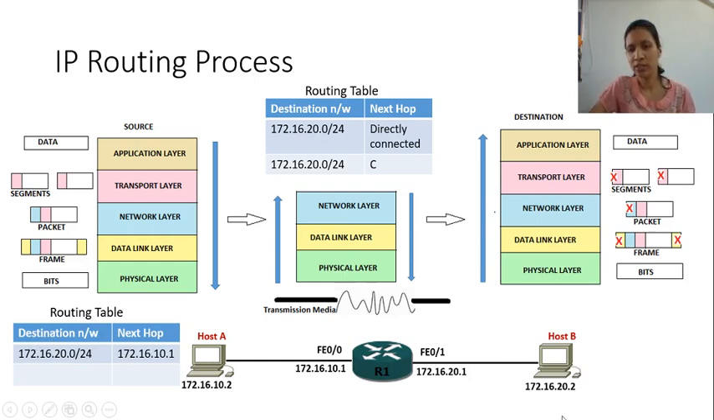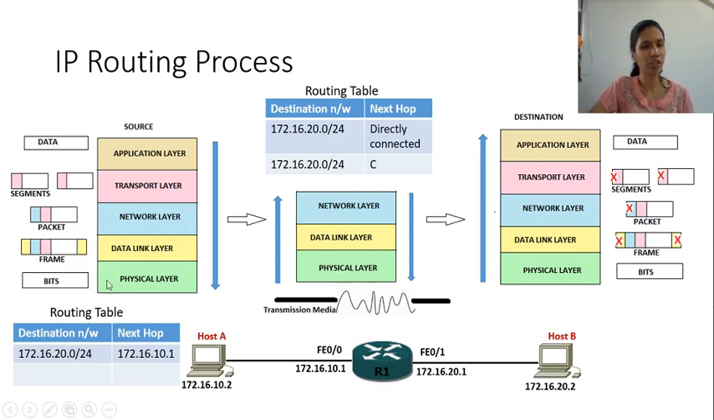In order to reach this destination network, not the host, but this entire destination network, router A needs to send the packet to this interface. So this interface becomes the next hop which is mentioned in the routing table. The network layer is going to read the routing table and it is going to pick up the next hop information from the routing table.